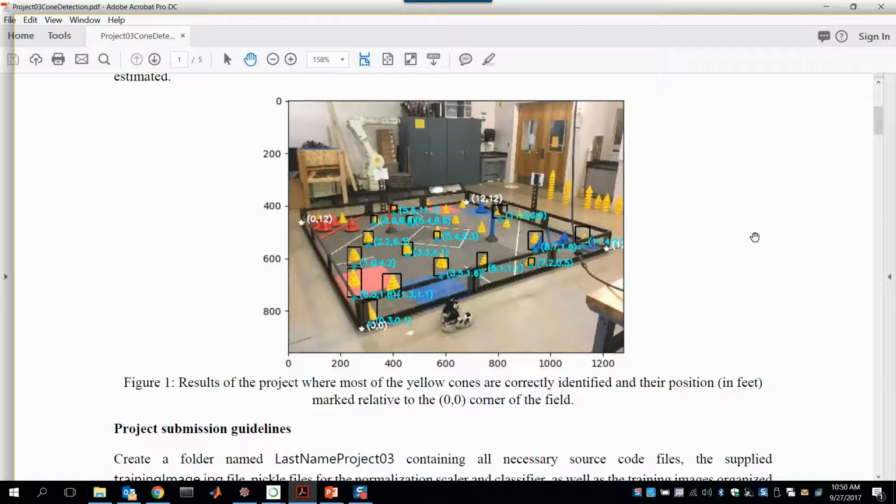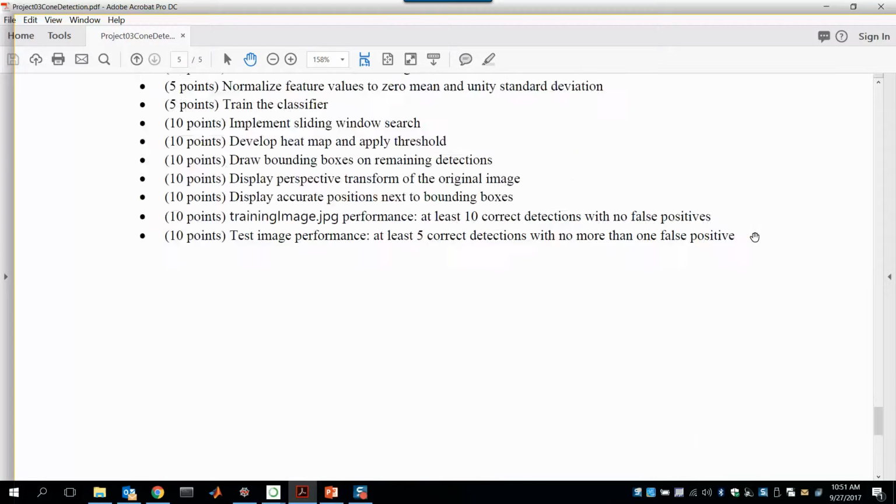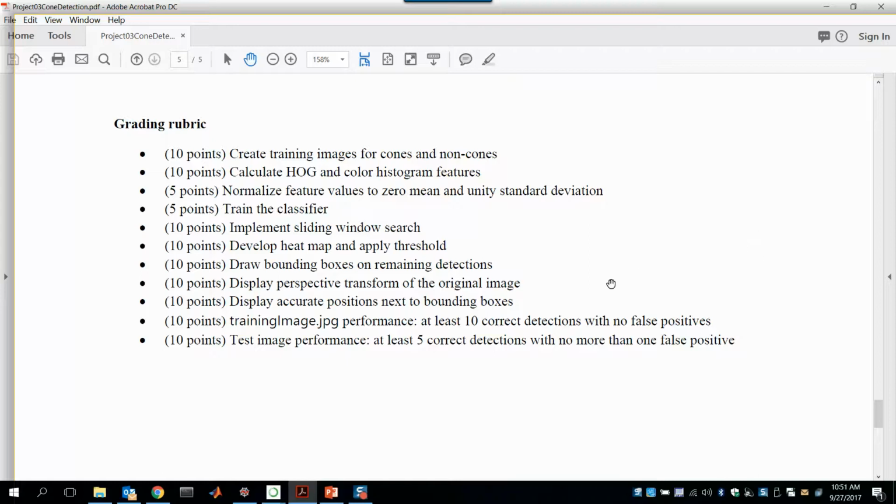This is for training data. Will we be safe to use that method for your testing data? Well, if you look at the requirements for the project, you get a certain number of points for performance in this training image. Okay, so how many does it say? You need to get a certain amount. I think it's 10. You need to get 10 correct detections and no false detections in that image.